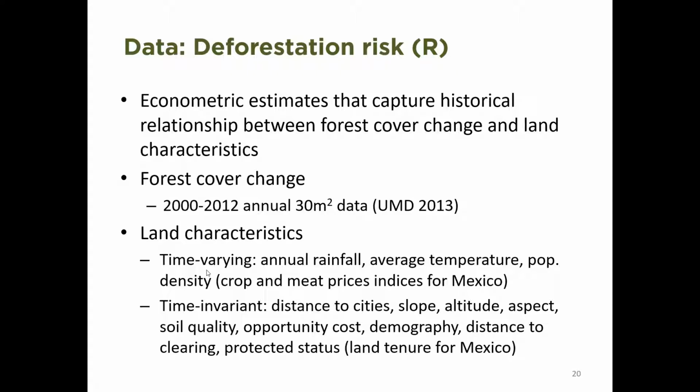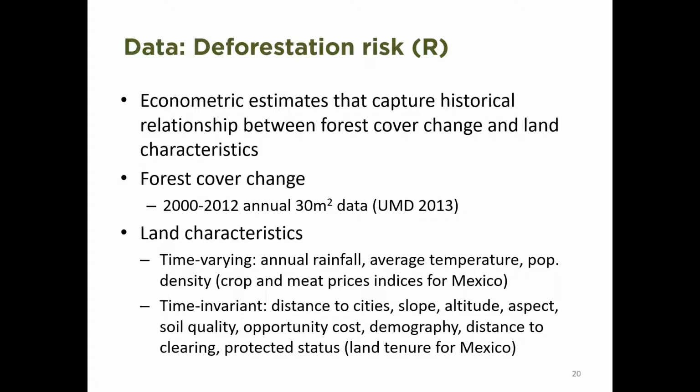So, for example, we might expect more deforestation in areas that have high population density in a given year and where the prices of agricultural commodities are relatively high. The probability of deforestation also depends on time invariant characteristics of a given piece of land, including how far it is to population centers, its slope, its altitude, its directional orientation, and so forth.